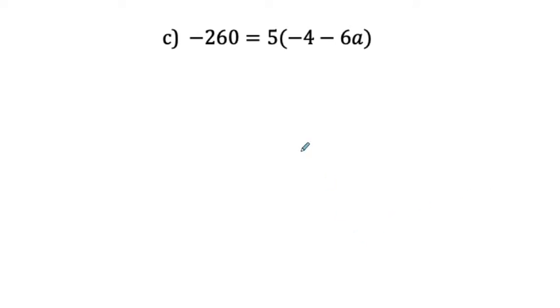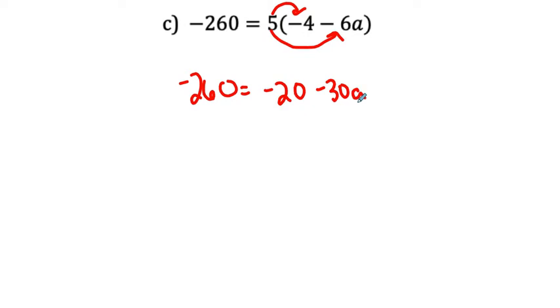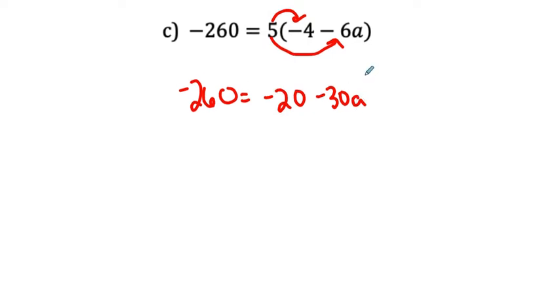Example C. First of all, bring down your negative 260 on the left-hand side. Right-hand side, 5. We're going to multiply this through. 5 times negative 4 is negative 20. And 5 times negative 6 is negative 30. And then we're going to bring that a down. 5 times negative 6a is negative 30a. So that's what we get right there.